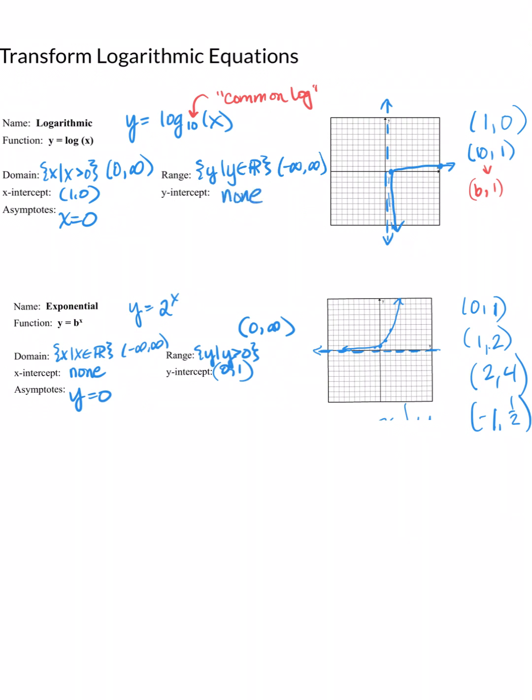Now, if you step back and look, remember how we talked about domain and range are opposites for inverses? Look, my domain for my exponential is the range for the logarithmic, and the range for the exponential is the domain for the logarithmic. So this part is true. My y-intercept for exponential became the x-intercept for the logarithmic. The asymptote switched as well. So there are some similarities in the pattern of inverses, but like I said, we're going to use a base 10 here, so it's going to be slightly different than the base 2 that we're going to use for exponential.